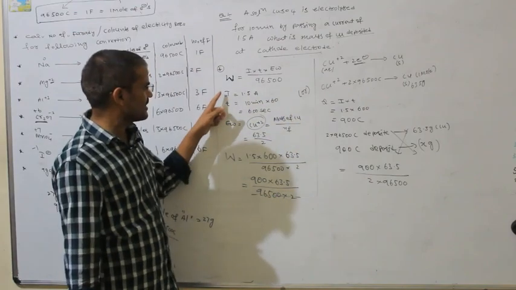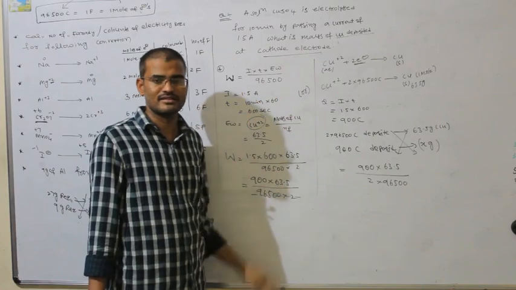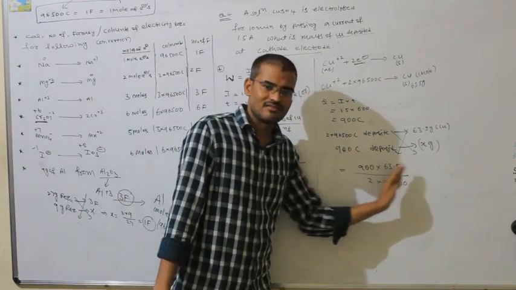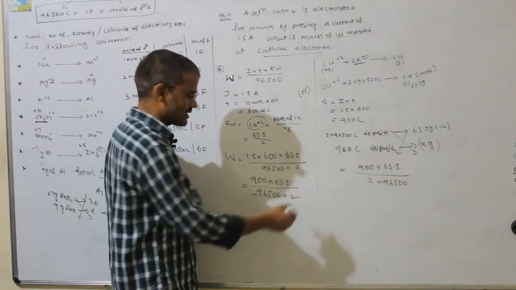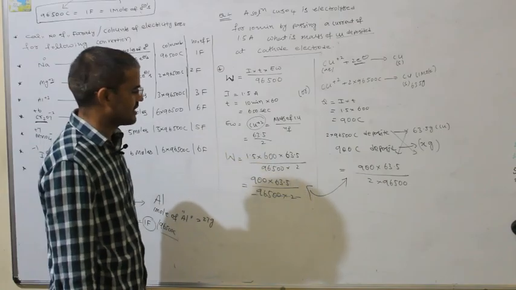Here directly you can write with the formula W is equal to I into T into equivalent weight by 96500. If not, you can go with the balanced equation, always by comparison. Both are coming the same. There will not be any difference. Any one method you can choose as per your convenience.